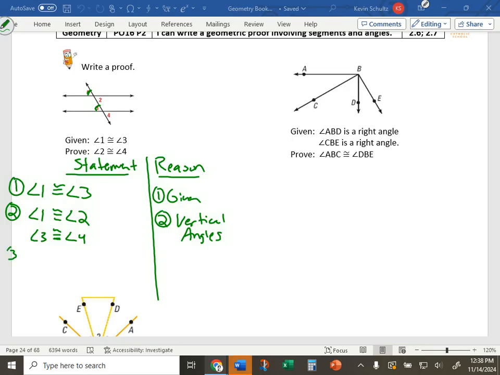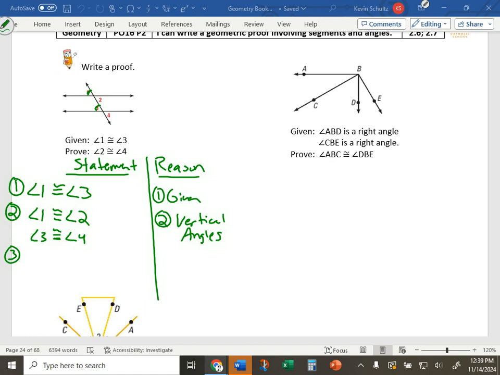Step 3. Now ultimately we have to say that 2 is congruent to 4. If 3 and 1 are equal and they're vertical angles, then 2 and 4 are technically equal. Transitive property, guys. Well, we kind of have 4 things going on here, right? We can't use the transitive property with 4 things. We can only use the transitive property with 3 things.